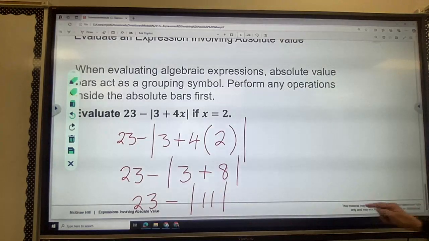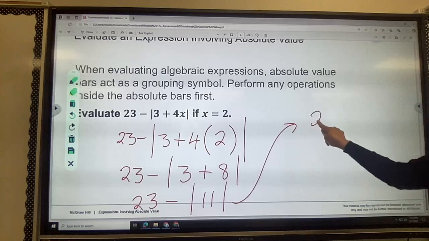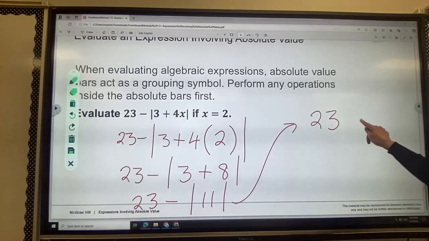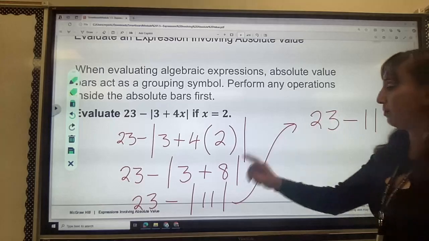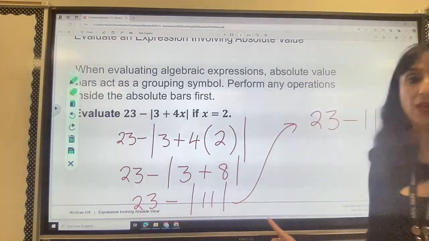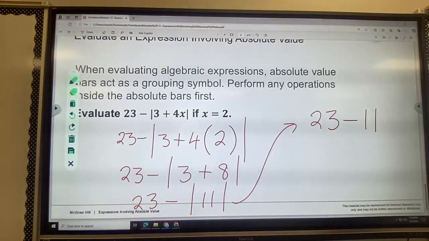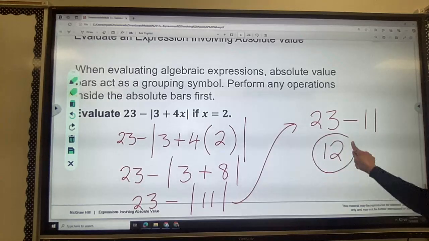And what is the absolute value of 11? So I'm going to just take this up here. Absolute value of 11 is going to be 11. So minus 11. And the reason I put the minus, why? Because the minus sign is outside my absolute value sign. Okay? And so 23 minus 11, and my answer is going to be 12.